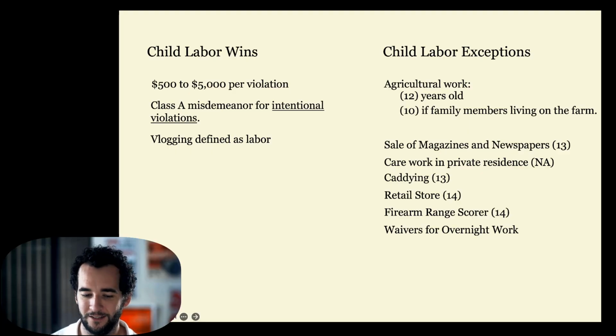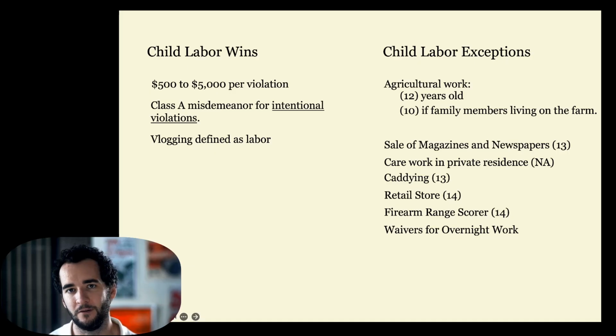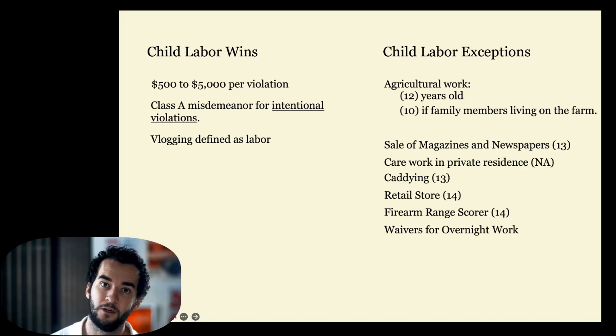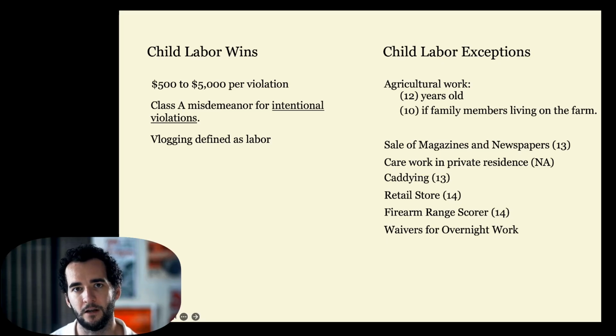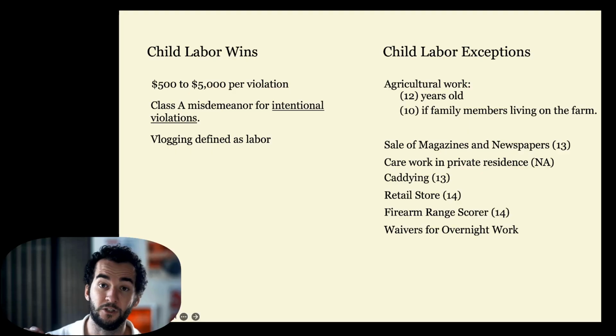So this creates a loophole where children as young as 10 can work on farms as long as family members are also working there. Care work in private residences is another one that stands out. One of the very few kinds of work that had absolutely no age restriction associated with it. And once again, we have to be precise about this. It's care work in any private residence, as long as you're cleaning or babysitting in anyone's home and it's not associated with any kind of business, which is vague language.